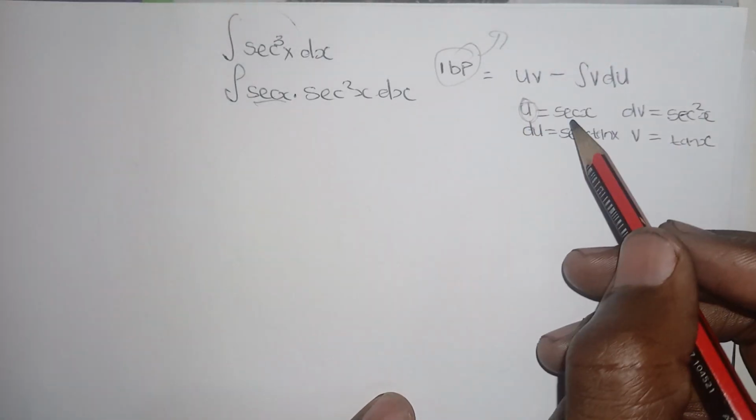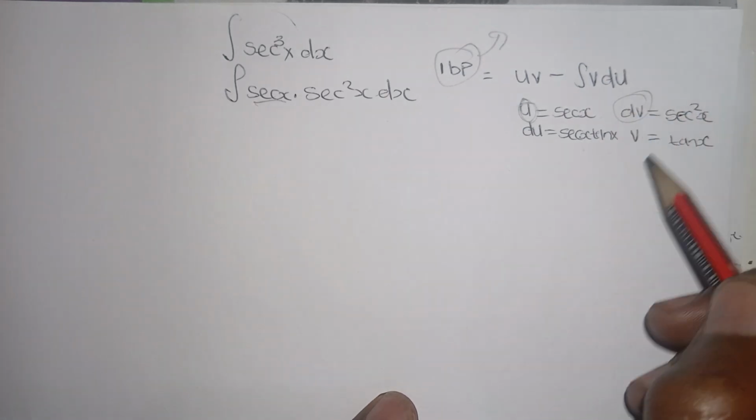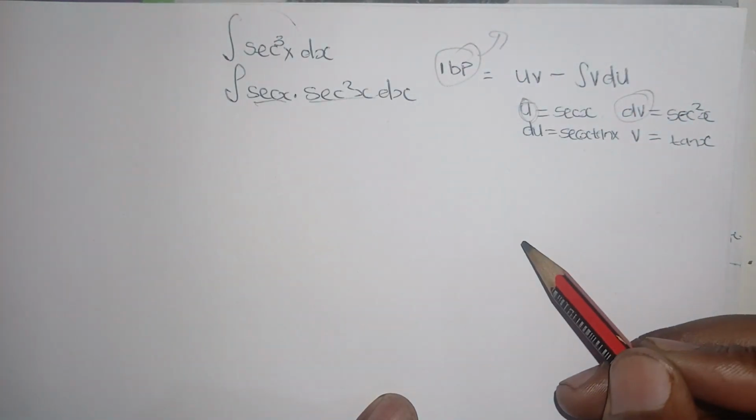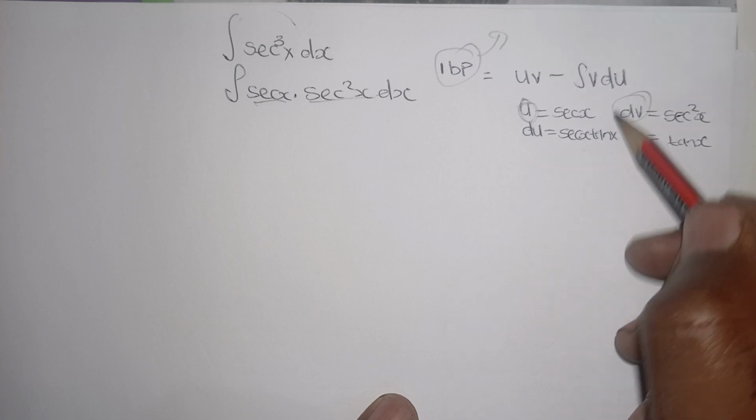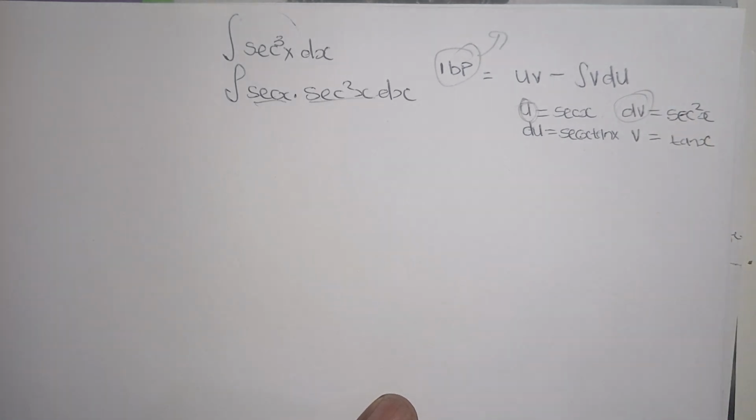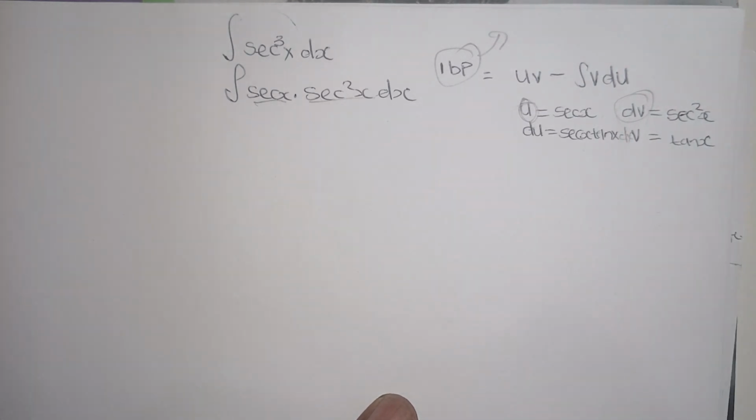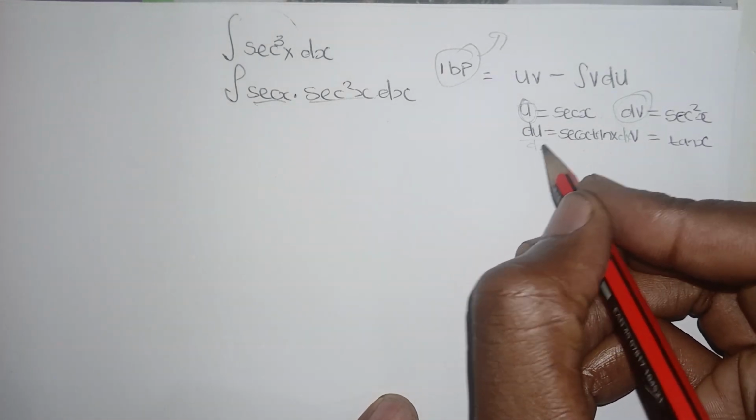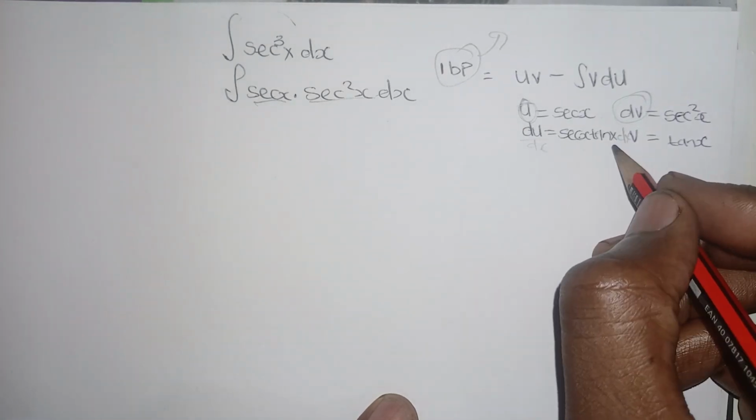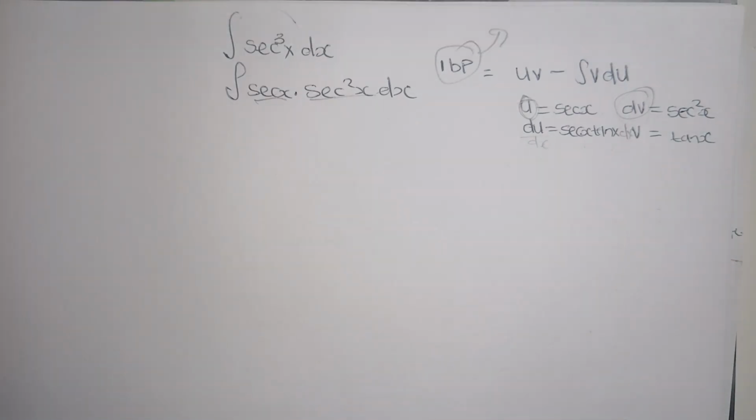Then the derivative of sec x is sec x tan x, right? So our dv has to be sec squared. Then the integration of dv is tan x, right? So basically here you can just put dx, because usually du over dx is equal to sec x tan x. So you can put dx here. You can just put it, right?